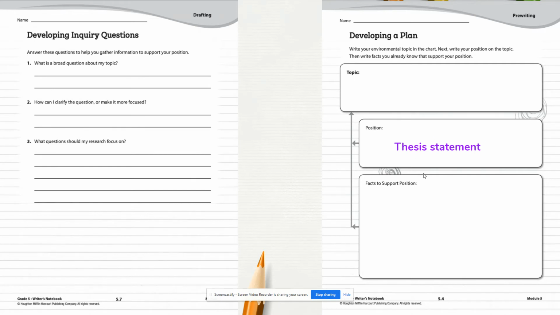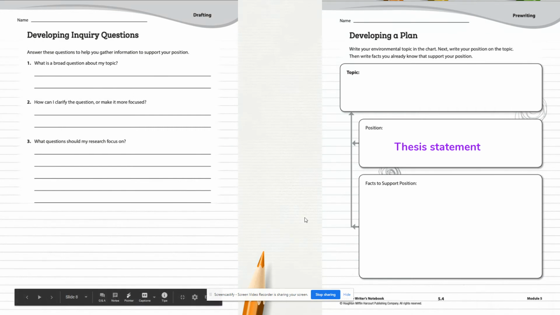Record the facts in this box here, and if you need to add more boxes to your plan or another sheet of paper to add more facts, you can.